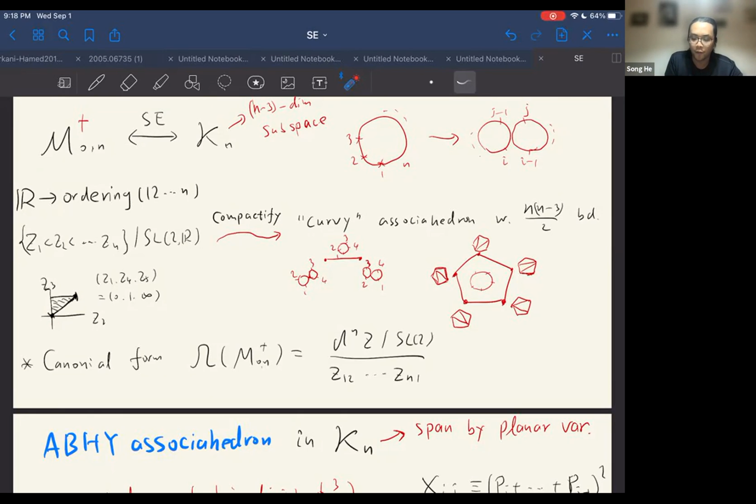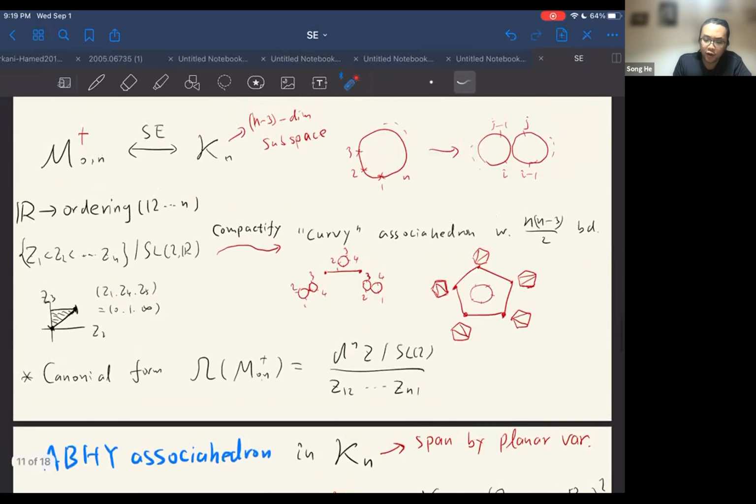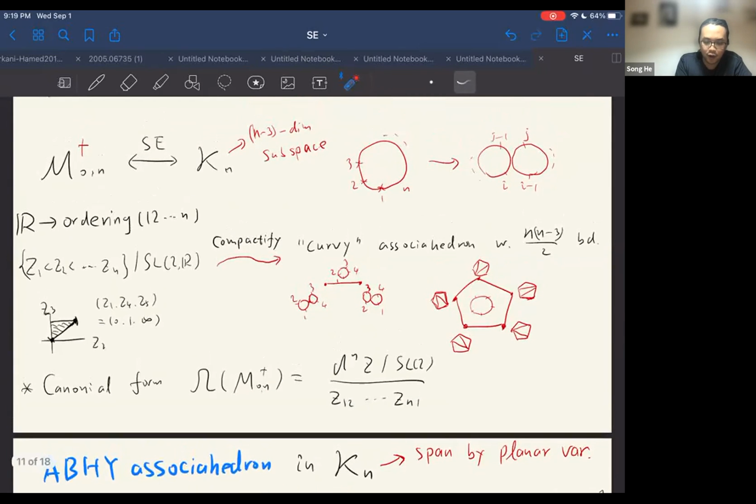You can consider a form which has all logarithmic singularity, or simple poles, on this boundary. And this form turns out to be just the Parke-Taylor form. So uniquely, you find the Parke-Taylor form is the canonical logarithmic form on this positive part of the moduli space. So that's all for the moduli space, and I want to talk about the kinematic space.